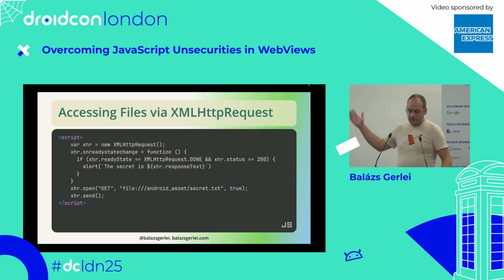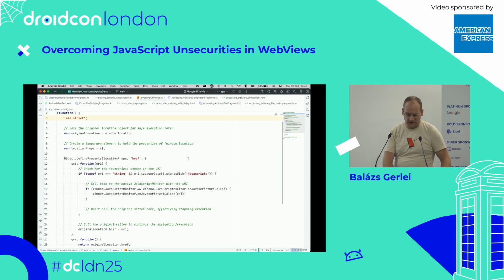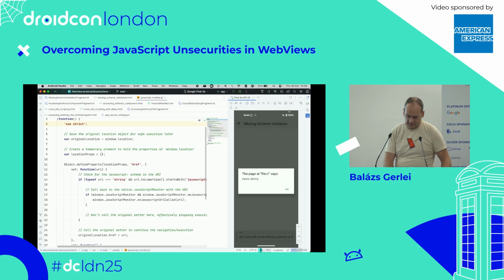So let's imagine this one. This is how simple an XML HTTP request is made from JavaScript. As you can see at the top, it's created. And then basically it opens a file URI from the asset folder of the application, and then prints out an alert. Let's actually see how it works.